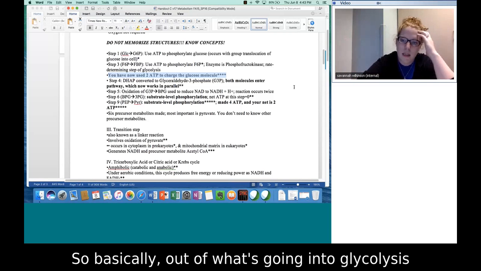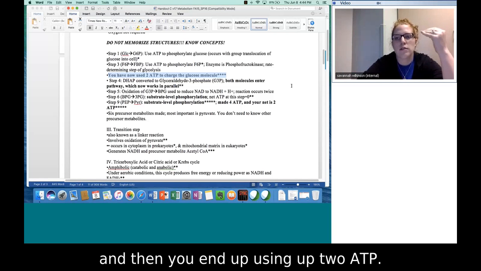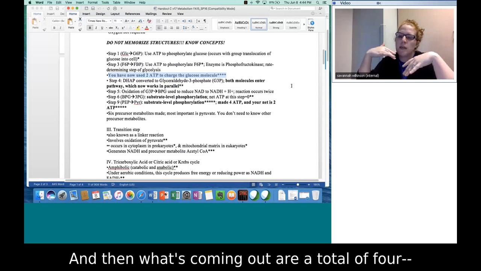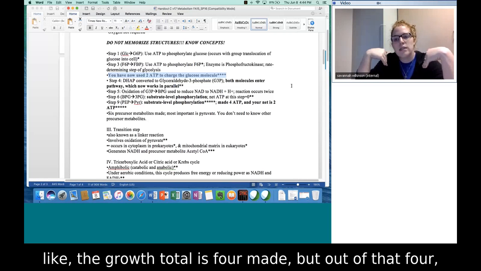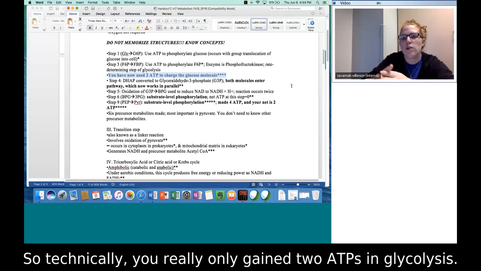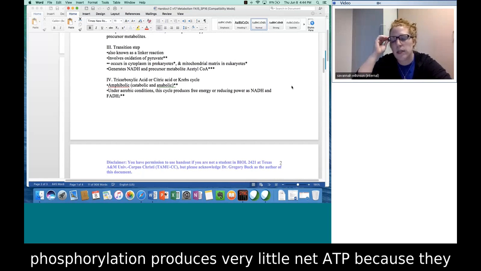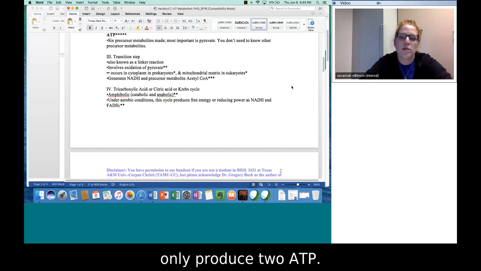So basically, what's going into glycolysis is glucose, and then you end up using up 2 ATP, and what's coming out is a gross total of 4 made, but out of that 4, you had to use 2 in the pathway of glycolysis. So technically, you really only gained 2 ATP from glycolysis. So that's why I said earlier, substrate level phosphorylation produces very little net ATP because it only produces 2 ATP.